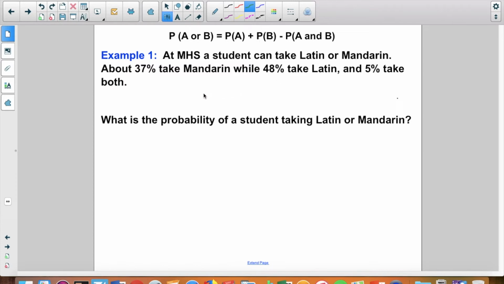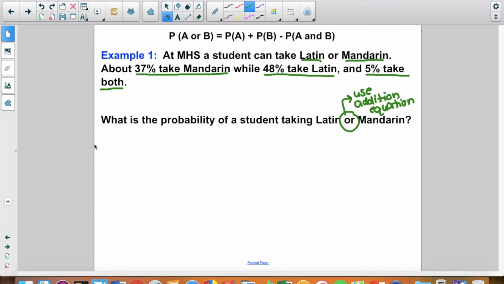So example 1 says, at Maspeth High School, a student can take Latin or Mandarin. About 37% take Mandarin, while 48% take Latin, and 5% take both. What is the probability of a student taking Latin or Mandarin? So that or tells us to use the addition equation, and the addition equation I wrote above.